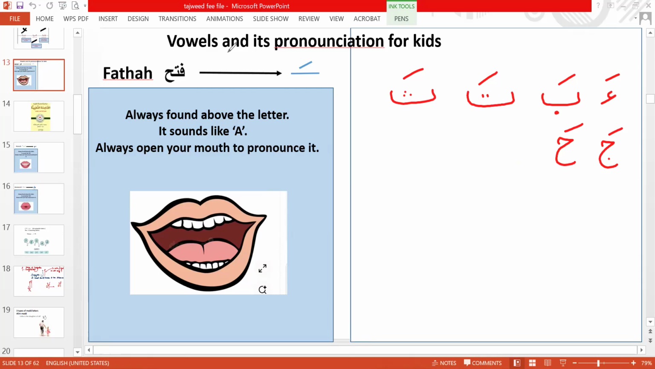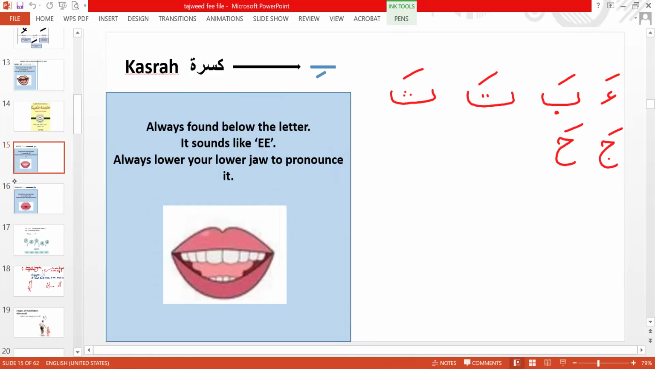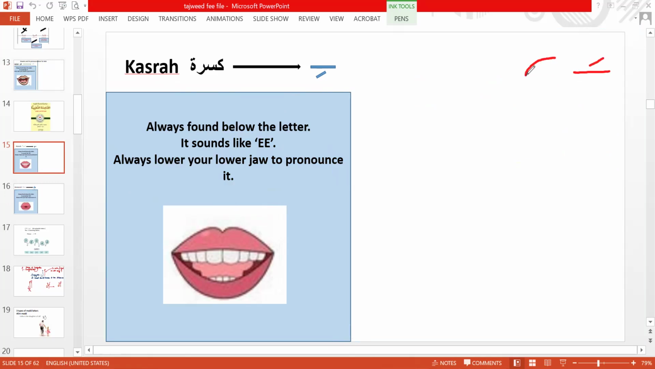Then let's talk about kasra. Similarly, to pronounce a letter which carries a vowel called kasra, as I said before, fatha always comes at the top of the letter and kasra always comes at the bottom of the letter, or below the letter. So what will be the sound of kasra? Kasra sounds like e.